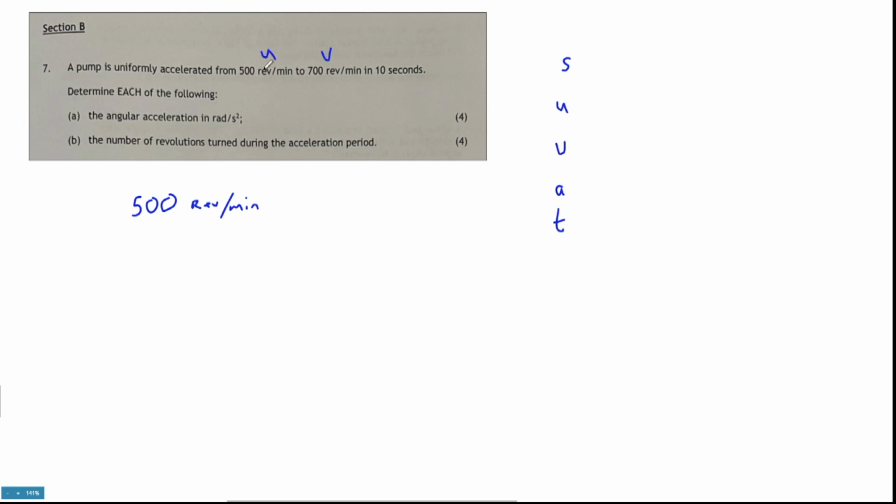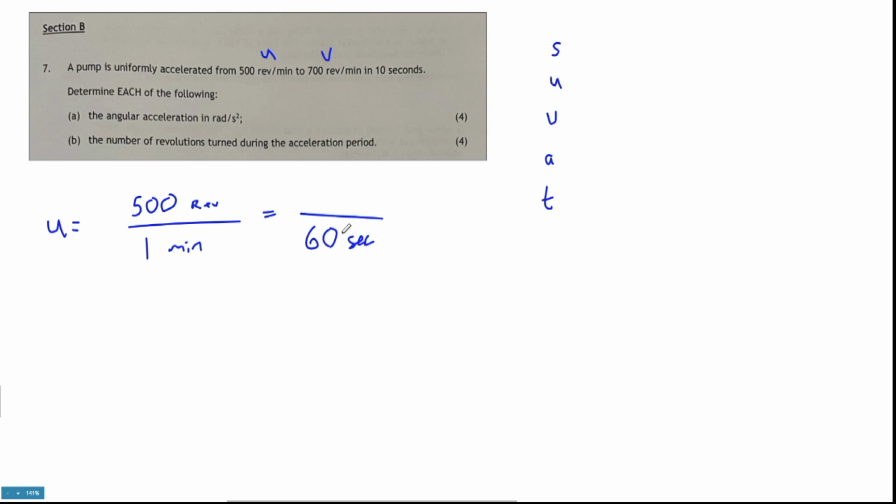But it's in the wrong units. It's in revolutions and minutes, and I want it in radians and seconds. So the first thing we're going to do is fix these up so they are in radians and seconds. Let's write it as revolutions over 1 minute. This is the initial velocity, u. Minutes is quite easy because we can turn it into seconds by multiplying by 60, so that's definitely 60 seconds.